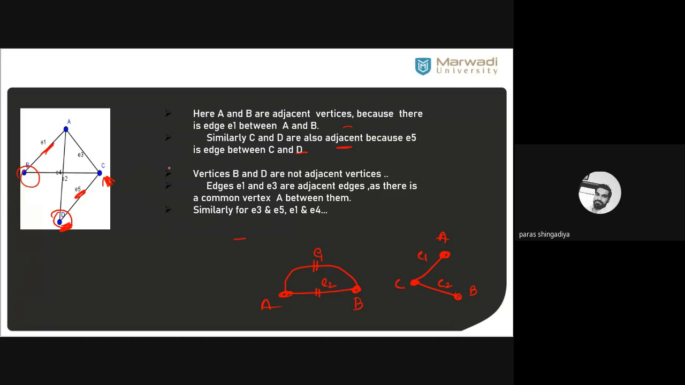That is one counter example of not adjacent vertices: vertex B and D. And here you can add one counter example of edges which are not adjacent. E1 and E5 are not adjacent edges, because they have no common vertex.